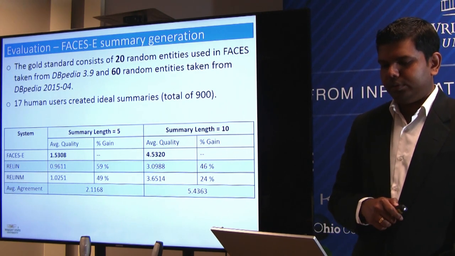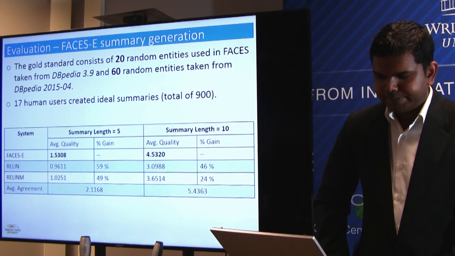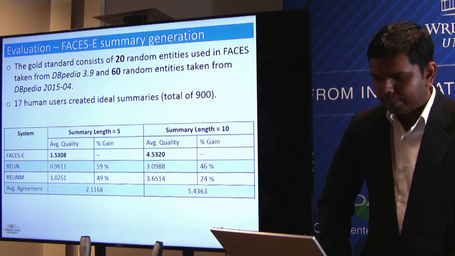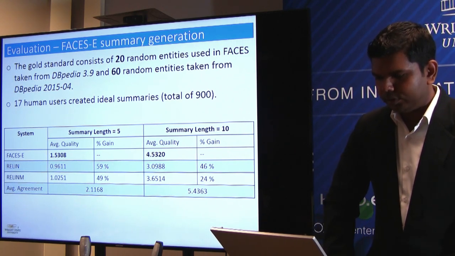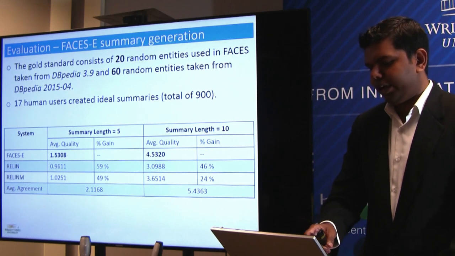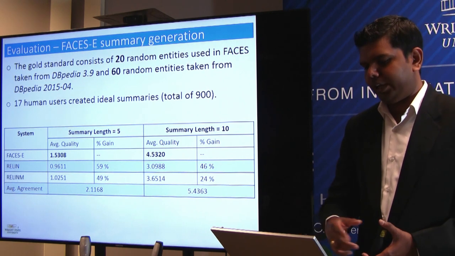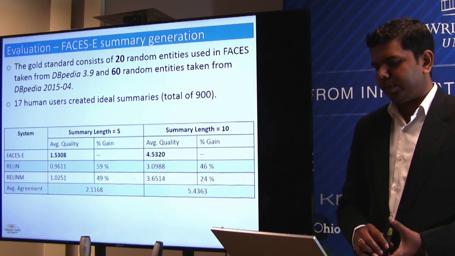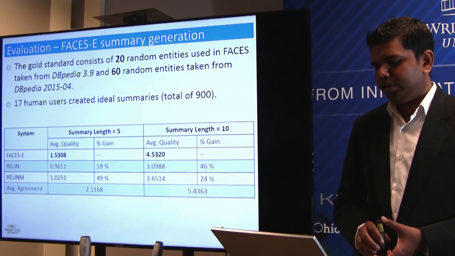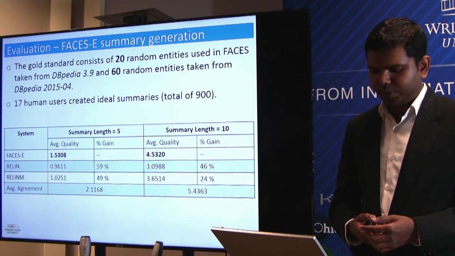The literals in this case also were taken from the ontology. They picked the random entity taken from Wikipedia. Yeah, so what happened here was the 20 entities we have here are taken from our previous gold standard, which was DBpedia version 3.9. By the time we did this, we used 60 more entities from the newer version at that time, the DBpedia 2015 version, to make it fair that we are using more recent information.